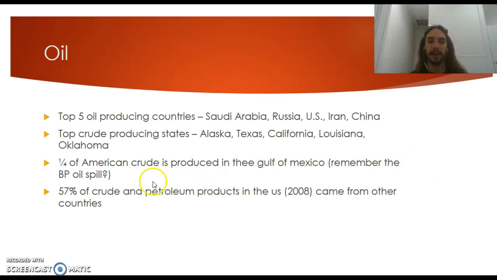Just remember things like that because oil really isn't so great. 57% of crude and petroleum products in the US in 2008 came from other countries. So we imported those. So we're kind of at the whim of other countries in terms of crude and petroleum products. And a lot of petroleum products are going to be like plastics. We make a lot of plastics out of oil waste and natural gas resin.